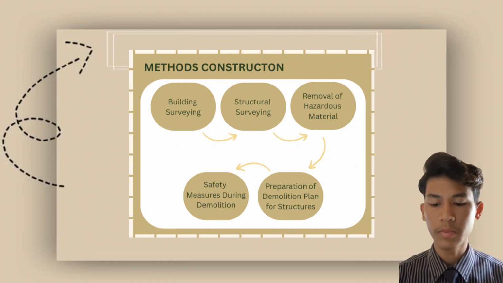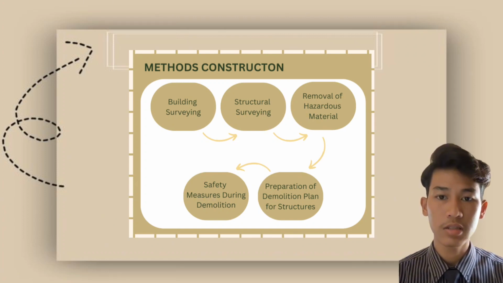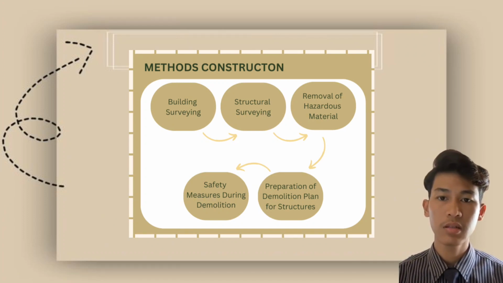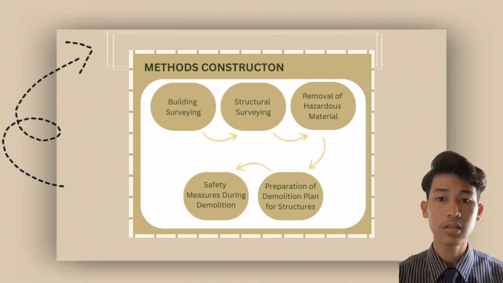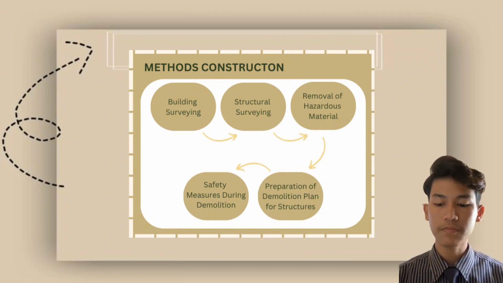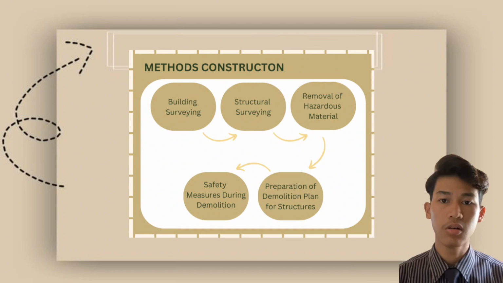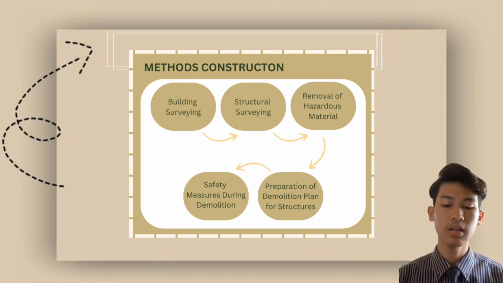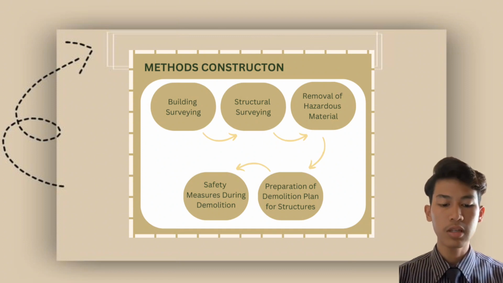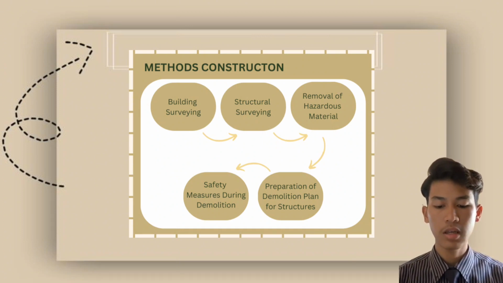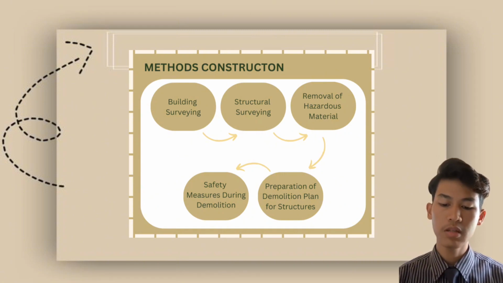Next, we go to preparation of demolition plan for structure. This preparation is to identify the location of the building to be demolished, the distance between the building and any nearby building or street, and we also need a plan showing all the procedure and precaution measures to protect the public, such as hoarding, catch platform, protective screen and safety net. Next, we go to the last one, safety measure during demolition.